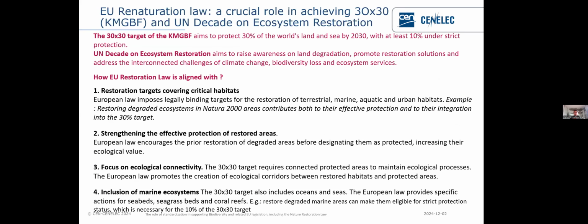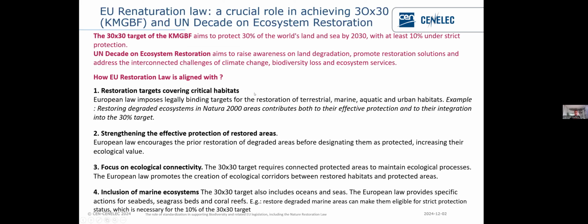A short recall here of the 30 by 30 target and the place of Europe and the restoration law in support of this 30 by 30 target of the Kunming-Montreal framework, but also of the UN Decade on Ecosystem Restoration, which runs until 2030. Here is how the EU restoration law is aligned with the 30% target. We have the restoration target covering critical habitats. European law imposes legally binding targets for the restoration of terrestrial, marine, aquatic, and urban habitats. It also strengthens the effective protection of restored areas. European law encourages the prior restoration of degraded areas before designating them as protected, increasing their ecological value. There is also the focus on ecological connectivity, and the inclusion of marine ecosystems.